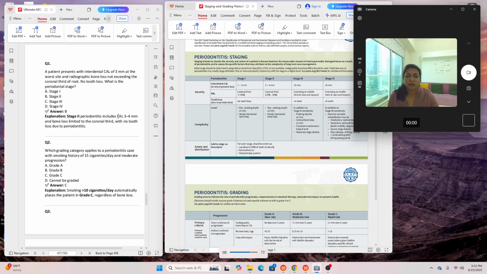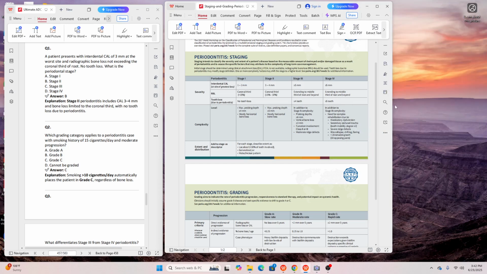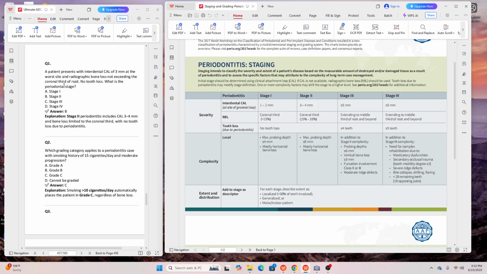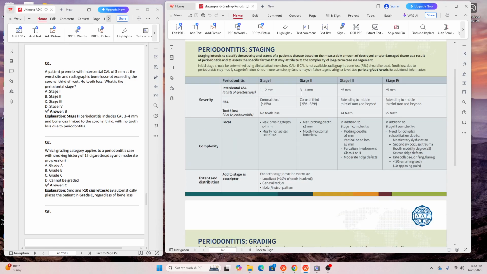Alright, so let's just start, and I'm going to remove myself from the screen because I want to make this chart bigger. Alright, so now that you can see my screen, let's solve the first question. But before solving the first question, let's first understand what staging and grading is. I'm not going in depth, which we will do when we solve the question. But what I do want you to read properly is what staging is.